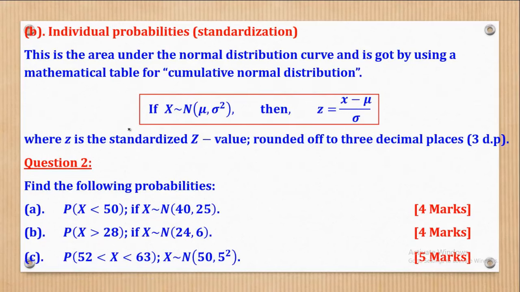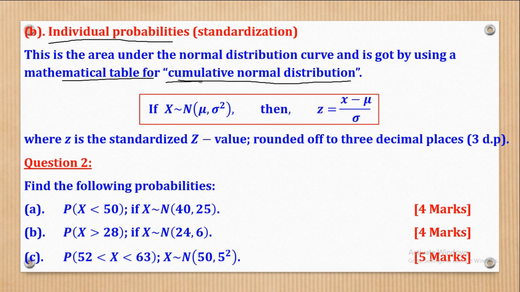So now we have learned how to shade. Now let's go to the next part of getting individual probabilities. The probability is the area under the normal distribution curve, and is got from mathematical tables or tables of cumulative normal distribution. So now I believe you have your mathematical logbooks with you, because we are going to use them very frequently in this topic.